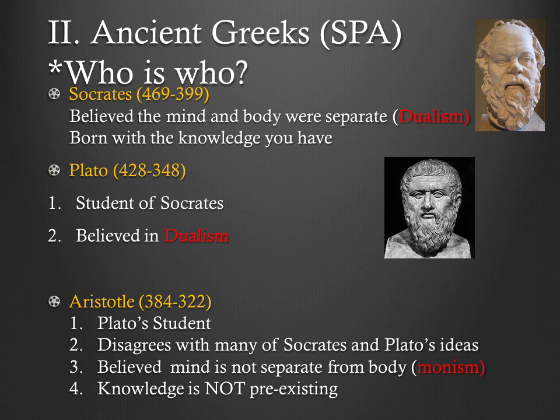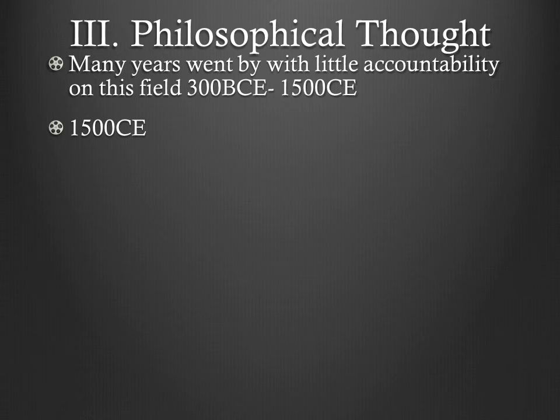The way I remember the order of who came first is SPA: Socrates, Plato, and then Aristotle. You do need to know which one is responsible for dualism and which one is responsible for monism. It then flashed forward many years. Many years went by with little accountability in the field of psychology until the philosophers started popping up.